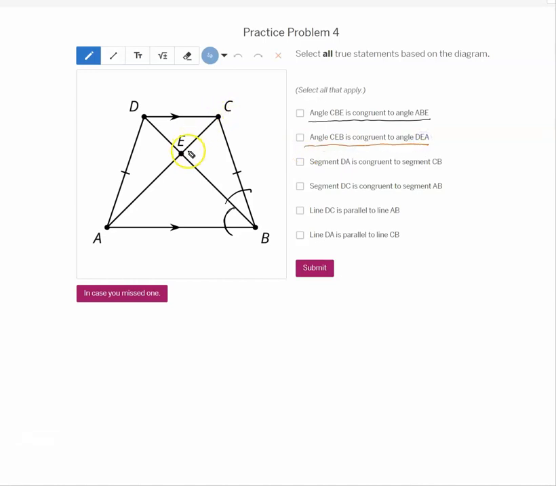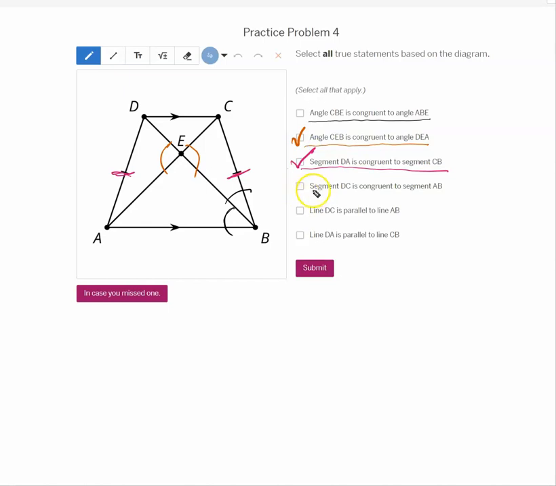So we have CEB, DEA. Now, even though they didn't give us that information, we know those are congruent. We know they're congruent because they're vertical angles, and we know vertical angles are always congruent. So we can check that. The next one says segment DA is congruent to segment CB. DA, CB, yes, they gave us that one, so we can choose that one.